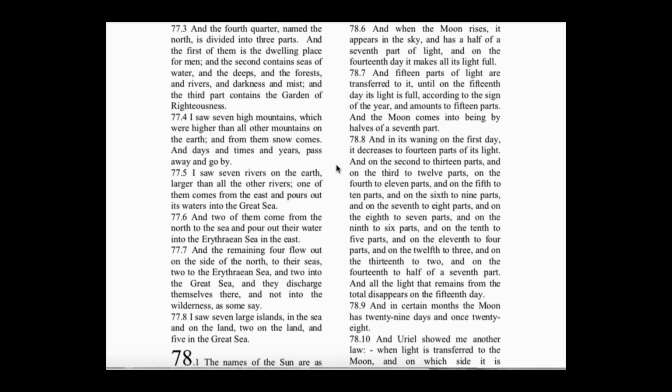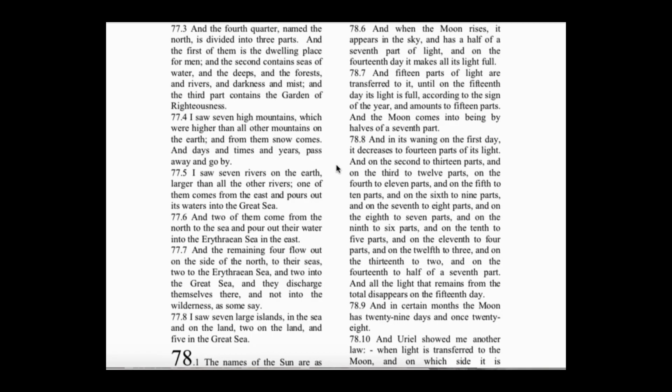So point 78.8 is talking about how the moon is waning through the second half of the month, which starts from the 16th day, because when the full moon is on the 14th day and the 15th day, then the 16th day is the first day of the waning of the moon, right? So on the 16th day it decreases to 14 parts of its light. So one part of the light disappeared, right?